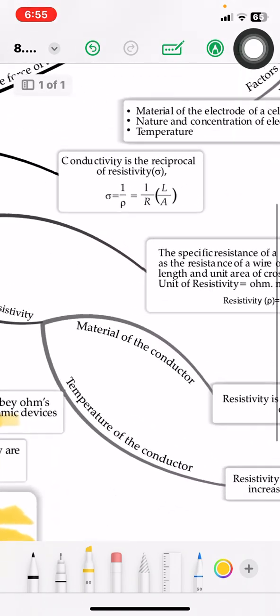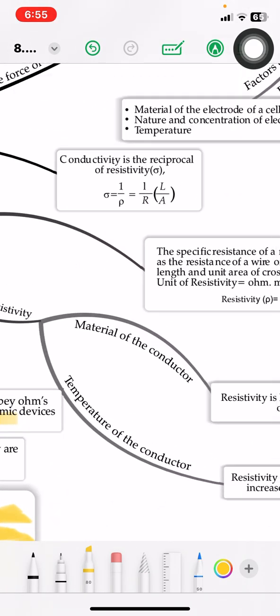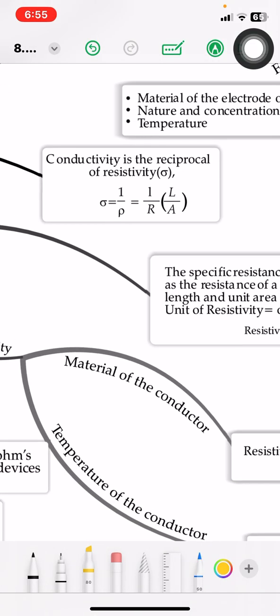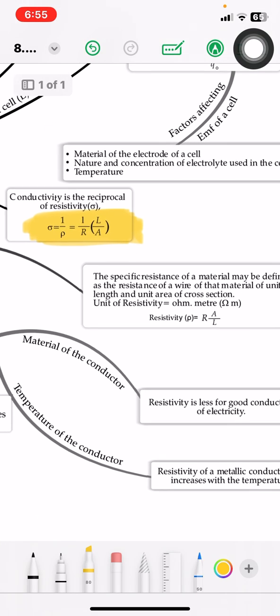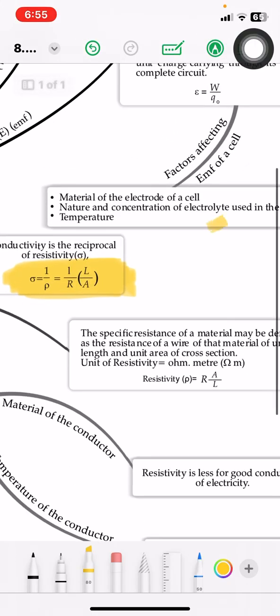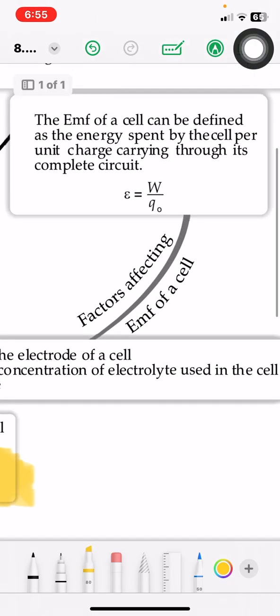If someone is asking, another term here is conductivity, basically 1 by resistivity. If you know the formula of resistivity, then you can easily calculate conductivity by its proportion. Okay. EMF can be defined as the energy spent by the cell per unit charge carried through the complete circuit. Okay, EMF formula is work done upon charge.